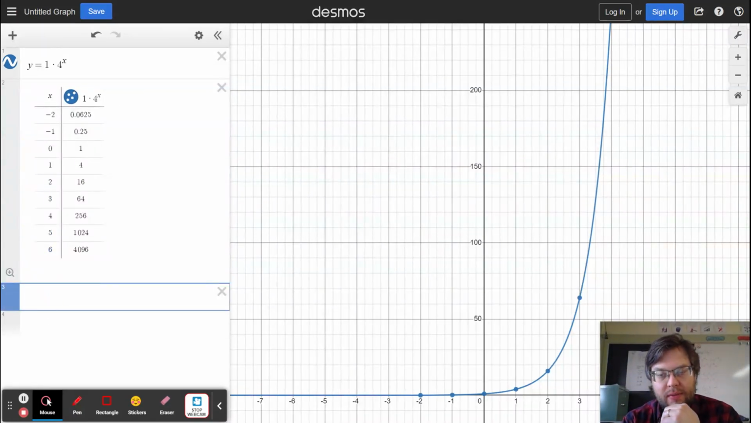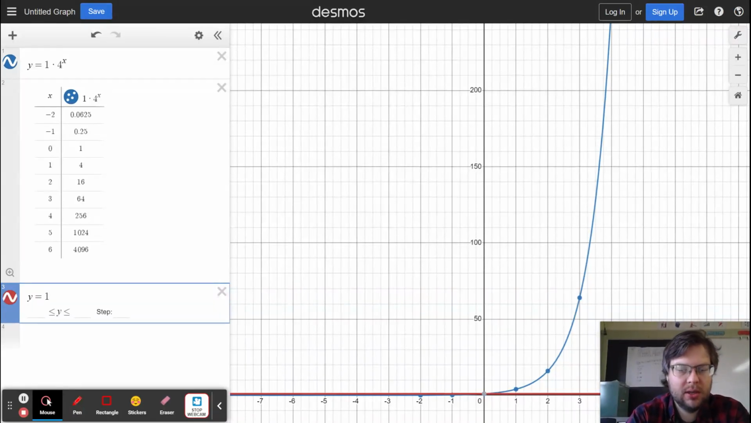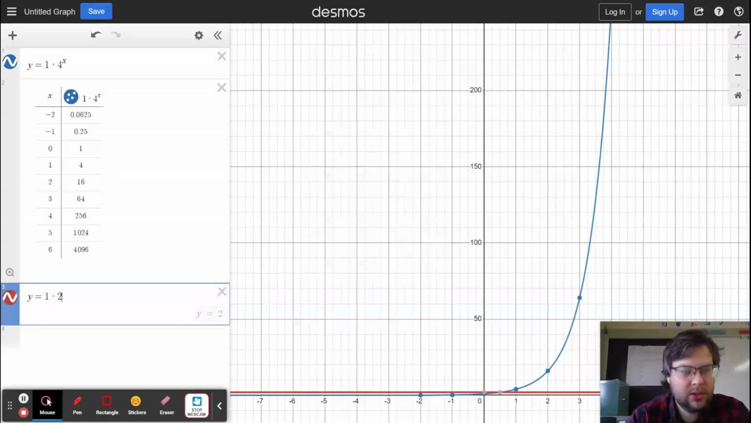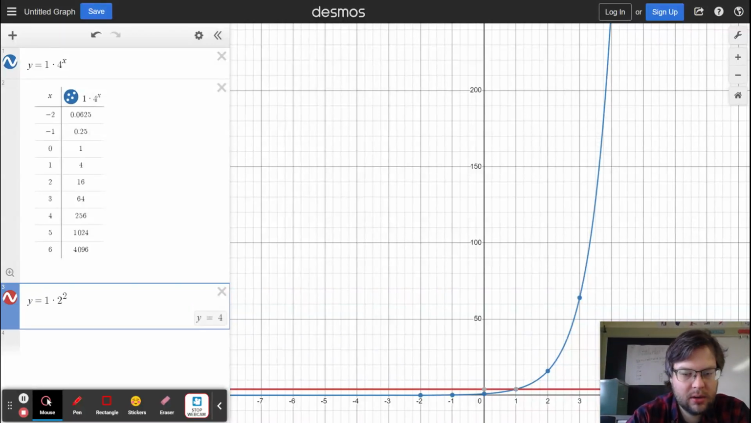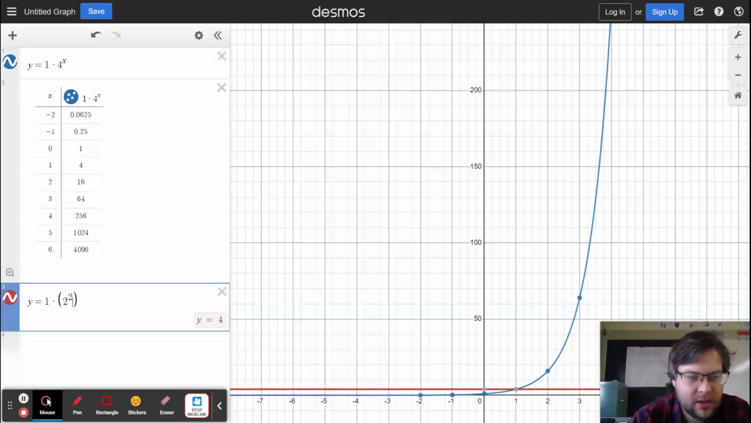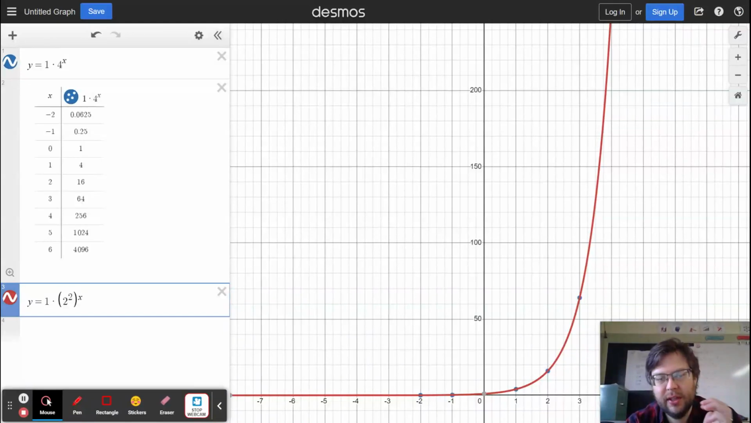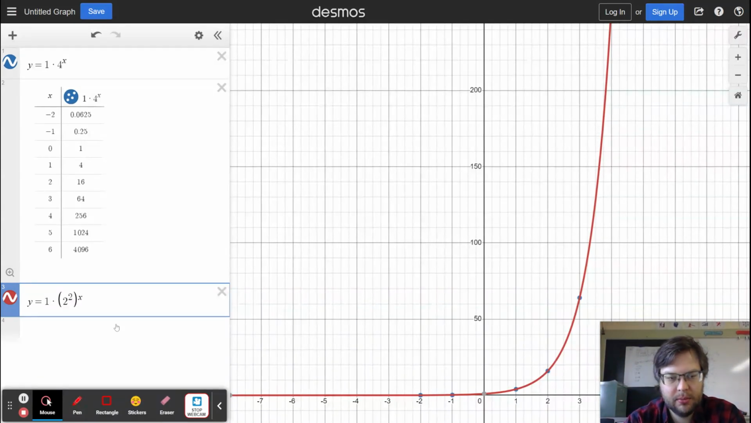Now, there are equivalent versions of this equation right here. One equivalent version would be this: y equals 1 times 2 squared, raised to the x. And this is maybe not super exciting, because 2 squared is just another way of writing 4. I could have written 2 plus 2 to the x, or I could have written 5 minus 1 to the x. So that probably didn't blow anyone's mind.